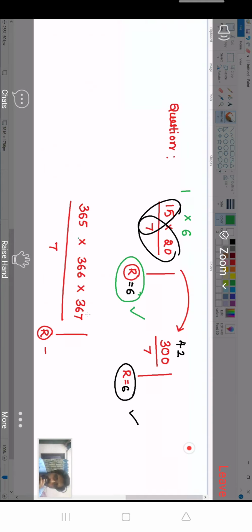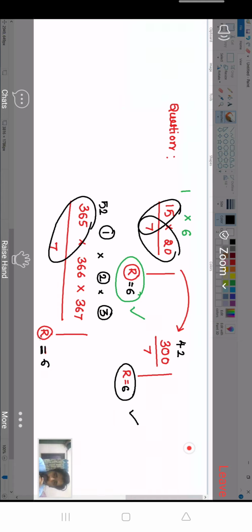Similarly, for 365 into 366 into 367, where a huge number is given, in order to find the remainder you can go with the individual remainders. So 365 by 7: 7 fives are 35, we are left with 15, and 7 twos are 14, so we are left with a remainder of 1 here. We are left with a remainder of 2 here, and a remainder of 3 here. Whatever operation we see, you can perform the same operation on the remainders in order to arrive at the answer.